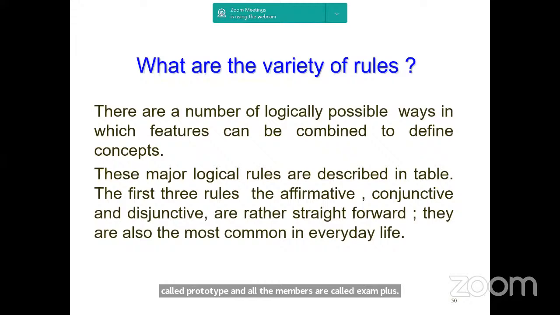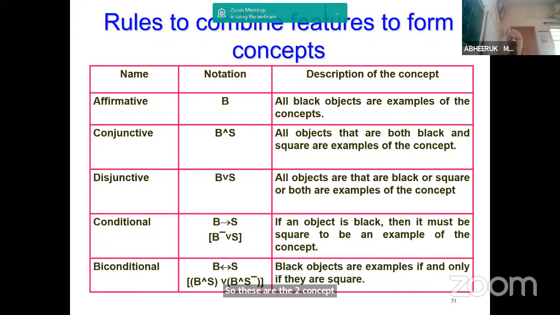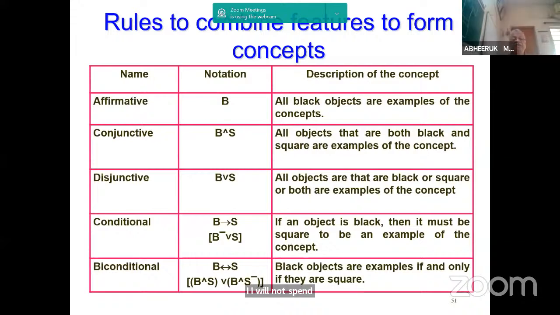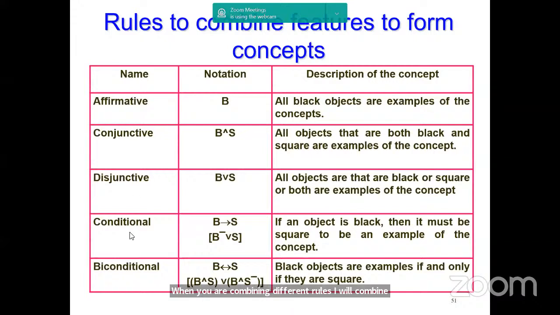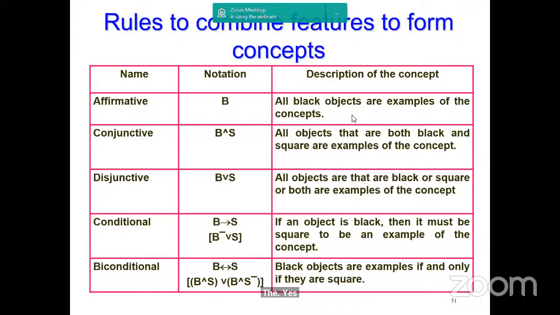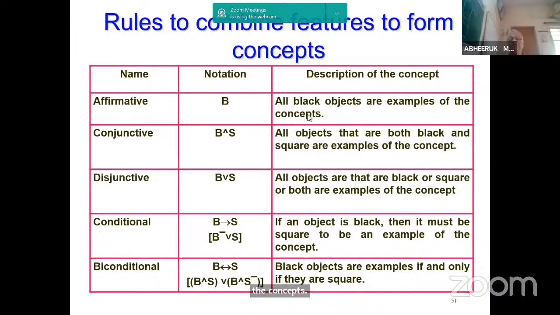Okay. Now there are different rules. I will not spend much time on this because it is not very useful. When you are combining different rules, how will you combine? These are the different ways: affirmative, conjunctive, disjunctive, conditional, biconditional. Affirmative, like here, all black objects are examples of the concept.